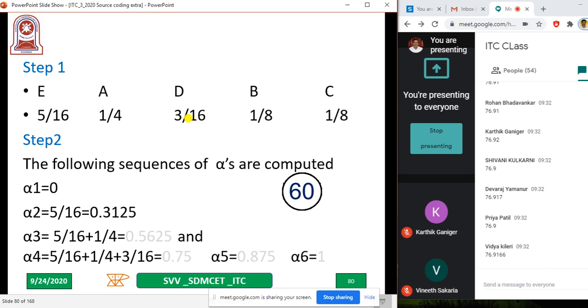Arrange 5/16, 1/4, 3/16, 1/8, 1/8. Similarly, you are supposed to write the symbol names also. Then step 2, write down alpha 1 equal to 0 by default. Then alpha 2, alpha 3, alpha 4, alpha 5, alpha 6, you write down.